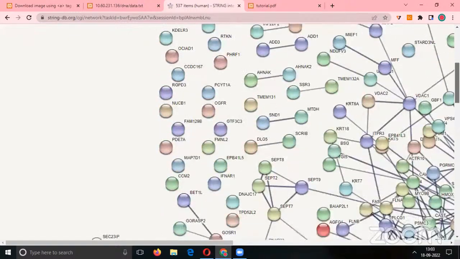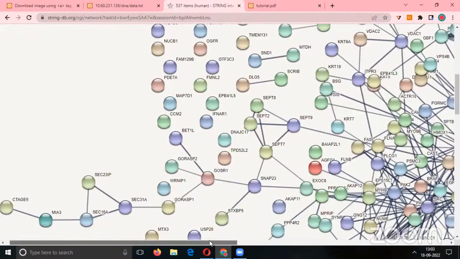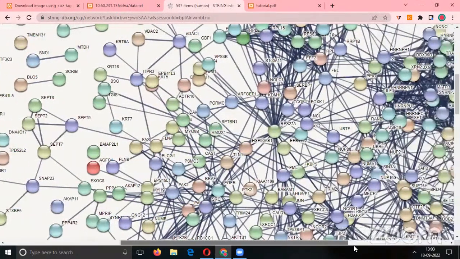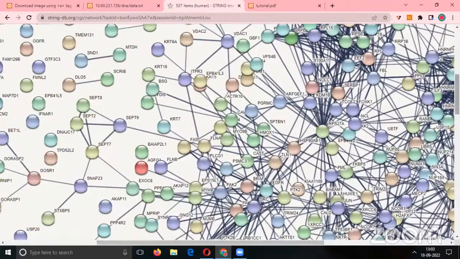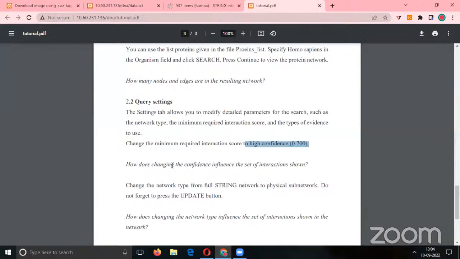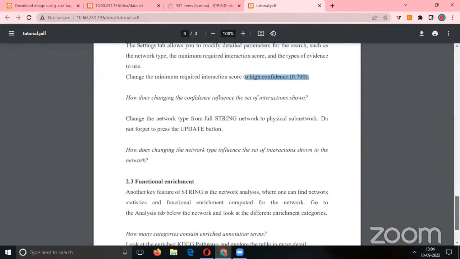It's loading. Did you see the complexity of the network is slightly decreasing? Yes. So when you increase it to even 0.9, the members would decrease.